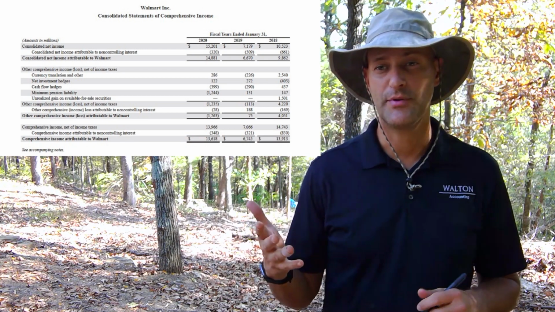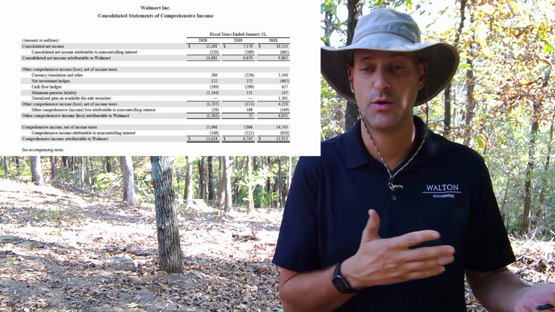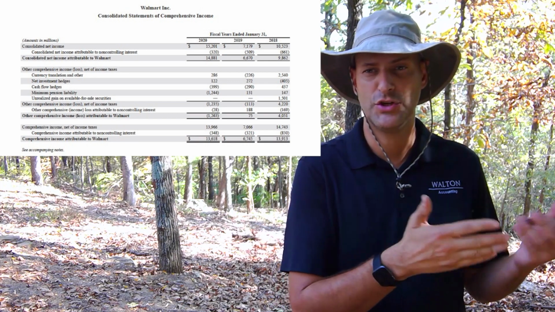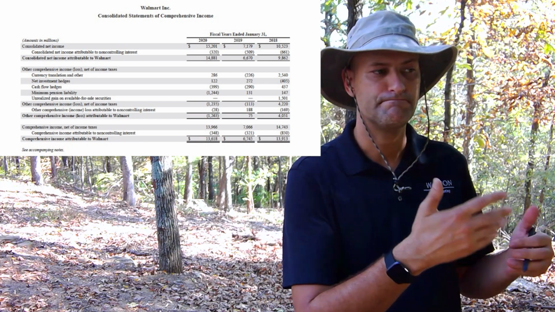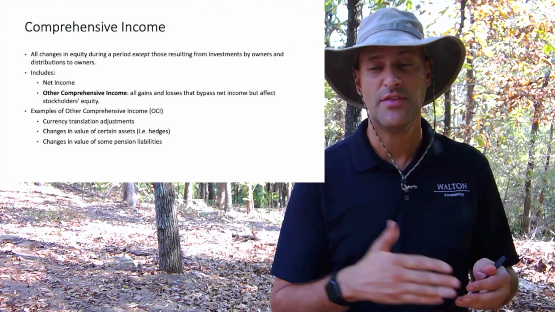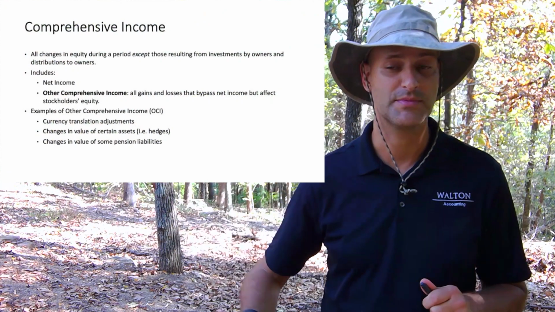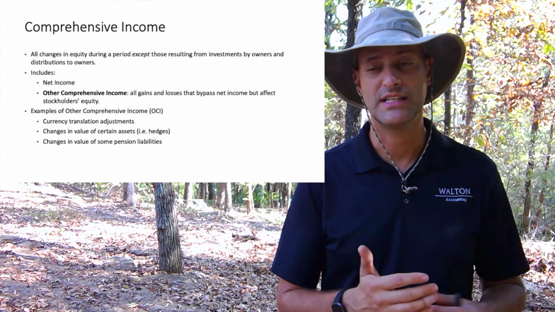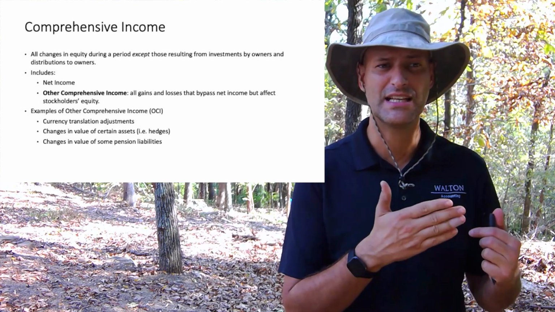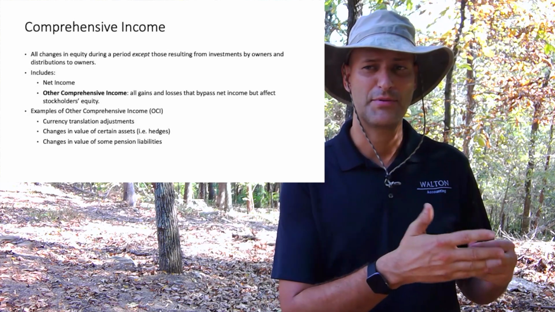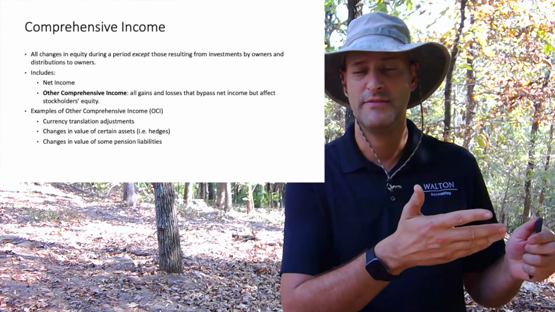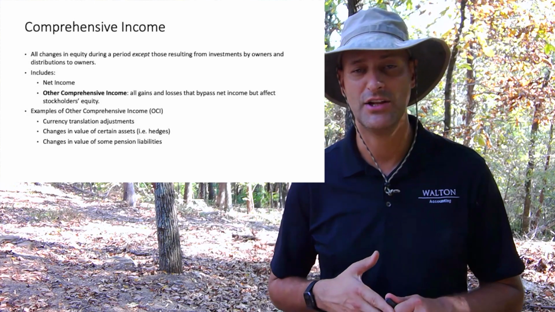Other comprehensive income captures changes in equity that aren't related to interactions with investors, say dividends or issuing stock. So it's changes in equity that don't flow through the income statement. The changes in equity that do not flow through the income statement go through other comprehensive income. Generally, these are capturing the fluctuations in the value of assets and liabilities on the balance sheet.